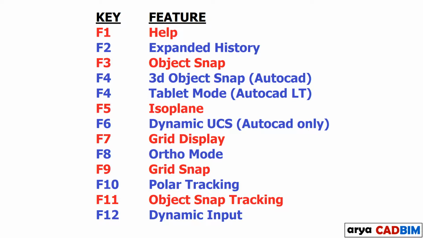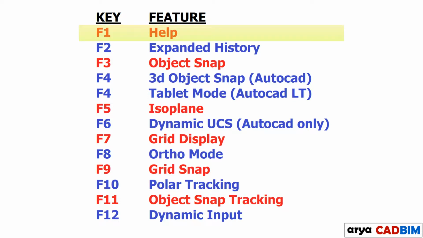In this AutoCAD tutorial, I am going to explain all the keyboard function keys, and I hope it will be useful for you. In AutoCAD, every F key has a specific function assigned to it. Let's make an overview. After that, we will go into details for each one. You see all 12 keys and their functions in this list.